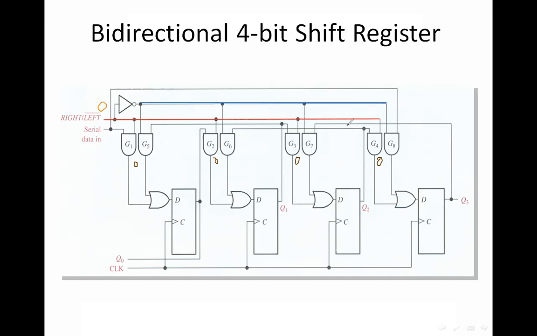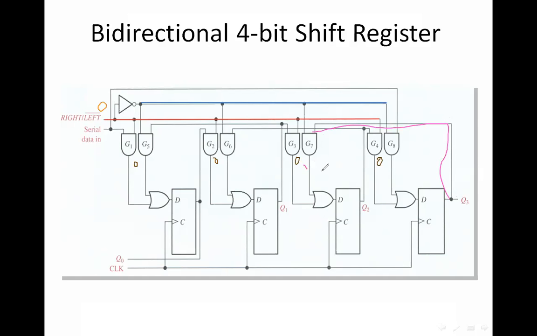Right. Okay, so how do I get these values? I will be getting those values through my Q3. Okay, so Q3, if you can see, it is connected here to G7. Right, so Q3 is connected to G7, right? So whatever value is there in Q3, that comes through G7.